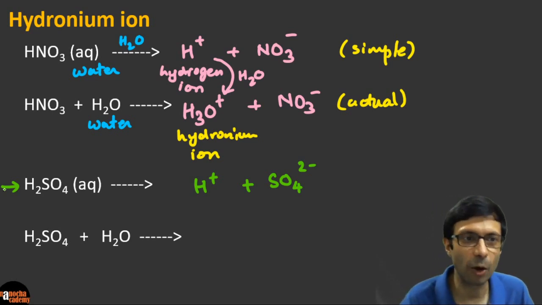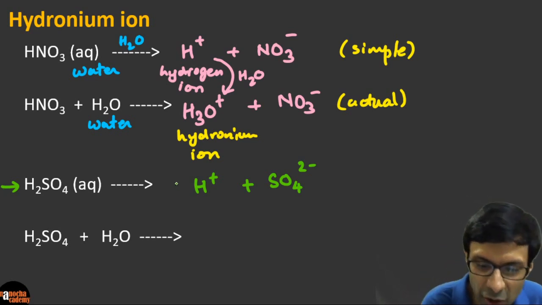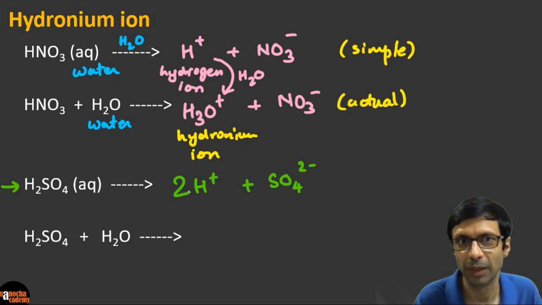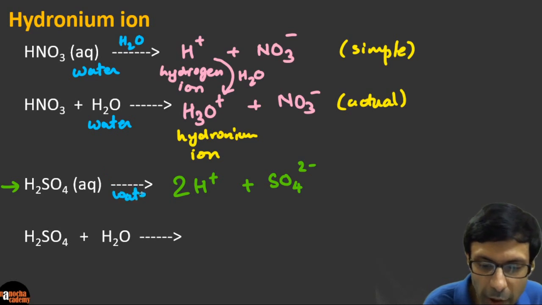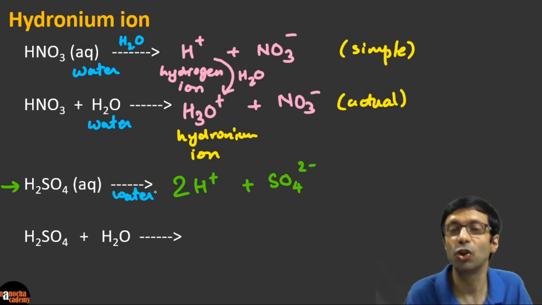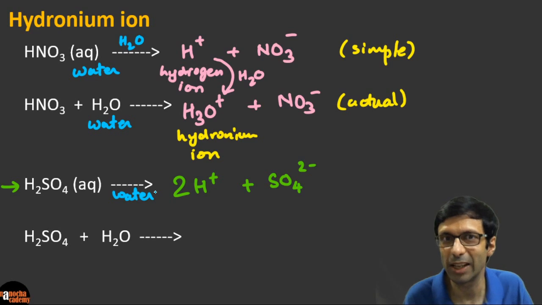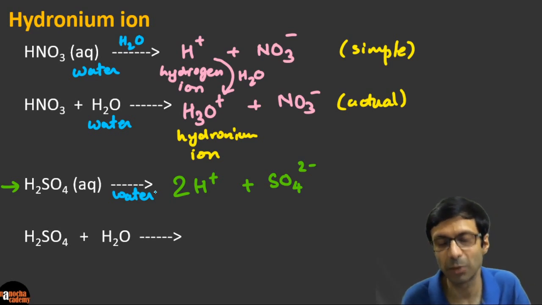So on the left side, how many hydrogen atoms are there? 2, right? And on the right, there's 1. So we need to multiply by 2 here. So sulfuric acid, when it breaks down in the presence of water, 1 molecule of sulfuric acid is producing 2 H plus ions. Nitric acid or HCl was producing 1 H plus, here it's producing 2.